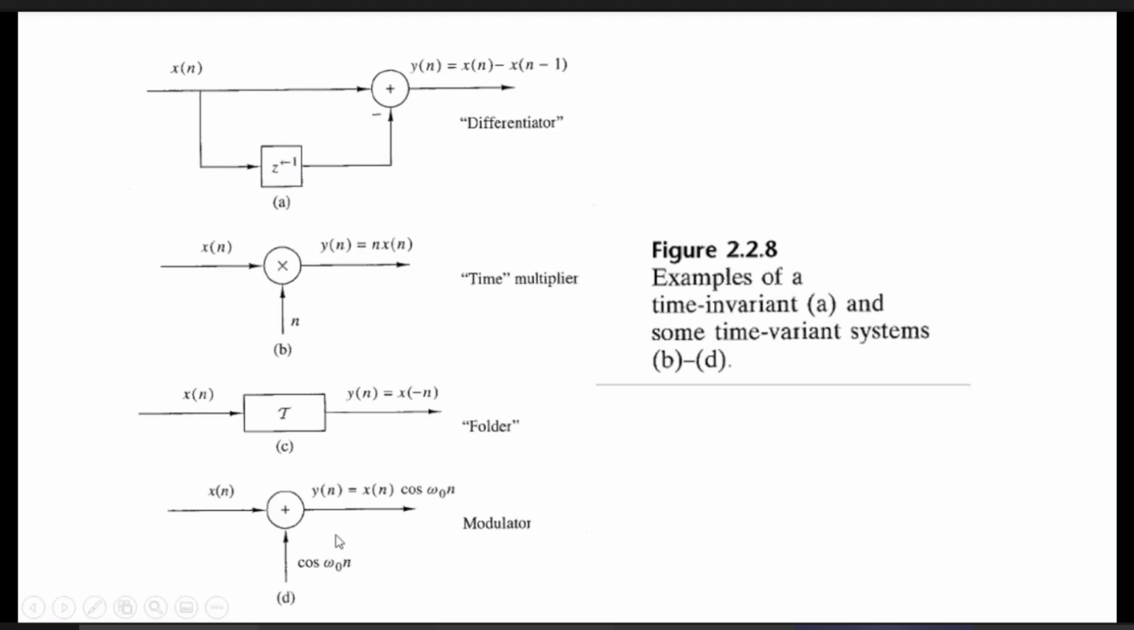Then some examples of notation of some symbols that you can see. x[n] multiplied by n will give you n times x[n]. If it is folded, it is x of minus n, like that. Then x[n] multiplied with cos omega 0 n is called a modulator. Okay.